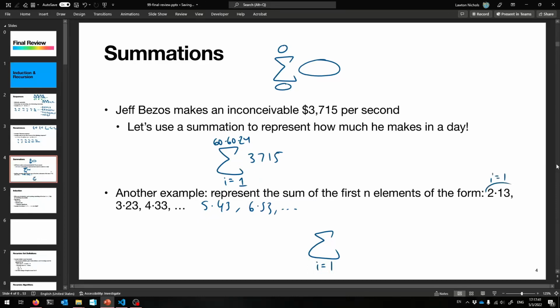So when i is 1, we want to calculate this. When i is 2, we want to calculate this. When i is 3, we want to calculate this. And we would like to sum the first n elements, right? So starting at 1, going to n, we need to do some stuff.